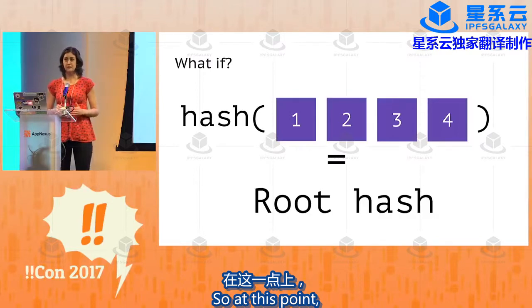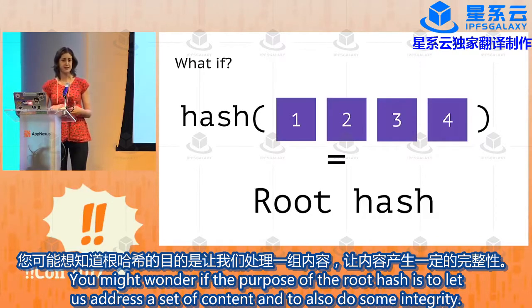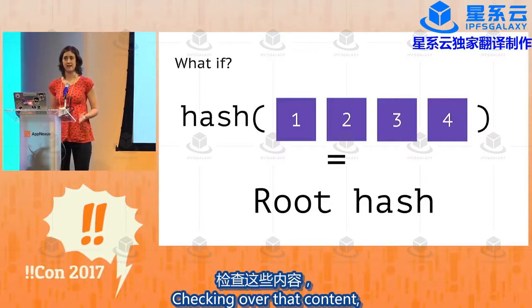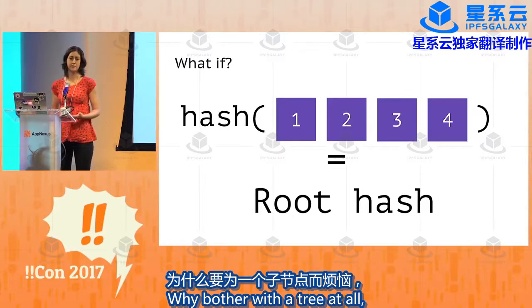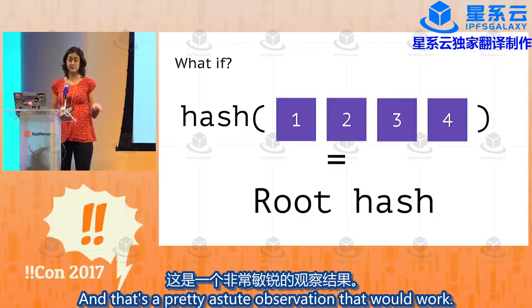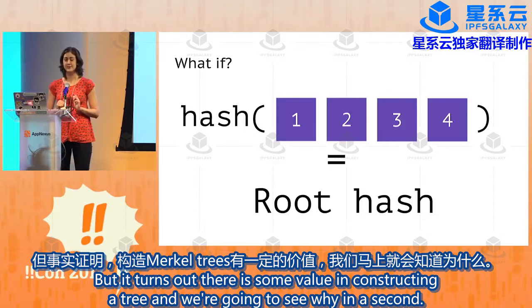So at this point, you might wonder, if the purpose of the root hash is to let us address a set of content and to also do some integrity checking over that content, why don't we just concatenate all the data together and then apply the hash function to that? Why bother with a tree at all? And that's a pretty astute observation. That would work, but it turns out there is some value in constructing a tree, and we're going to see why in a second.